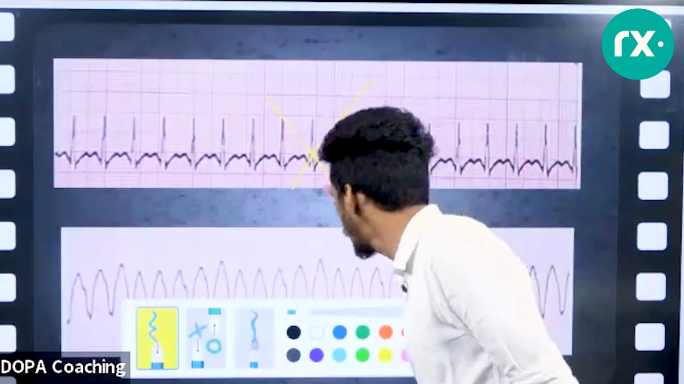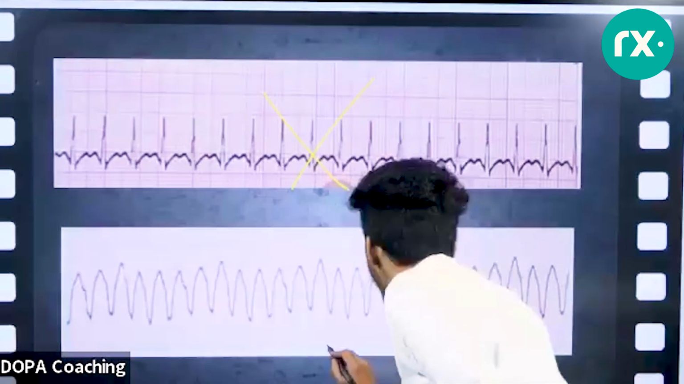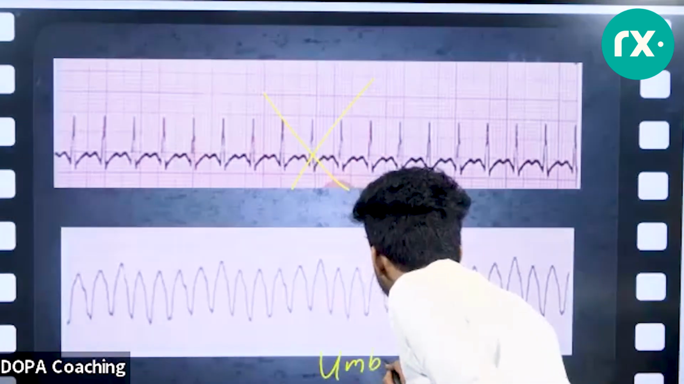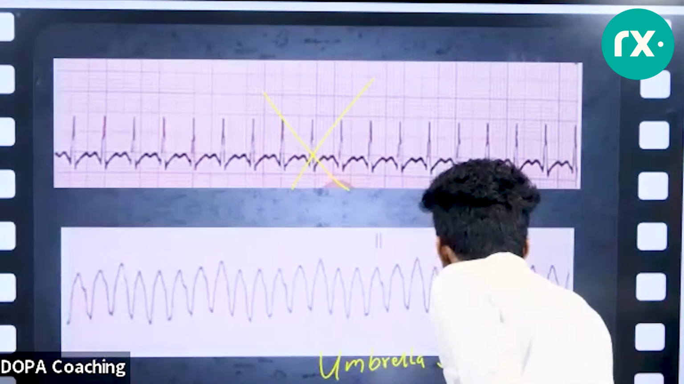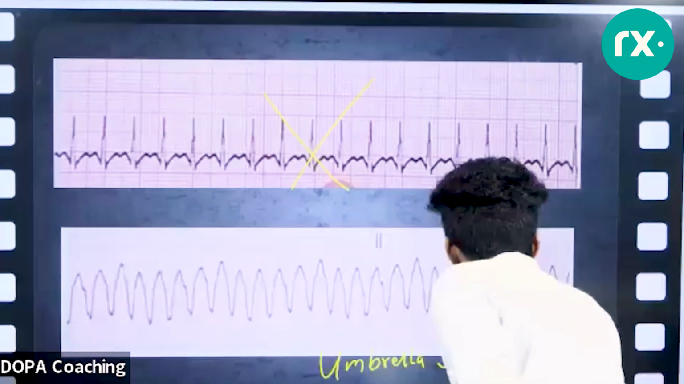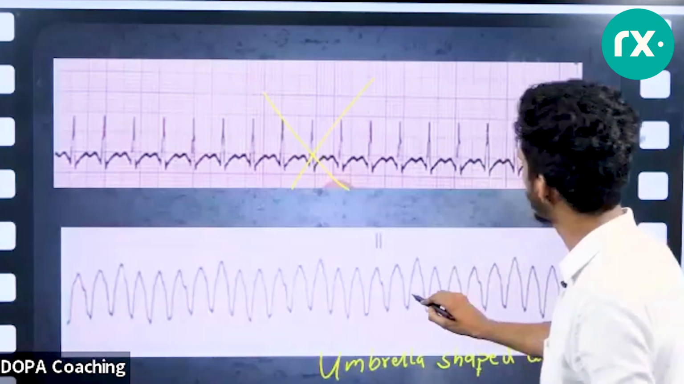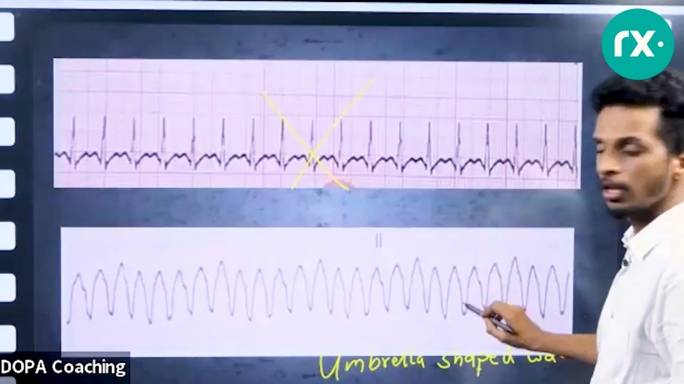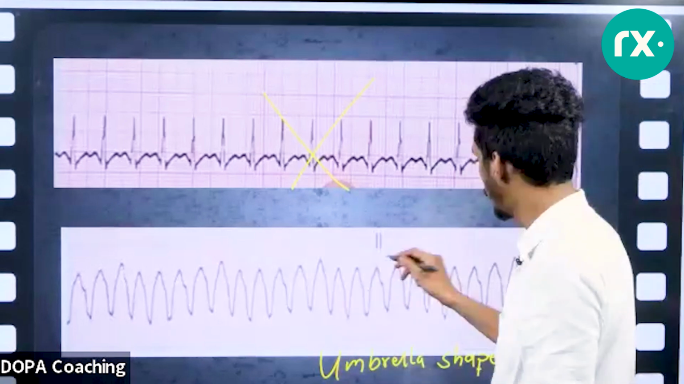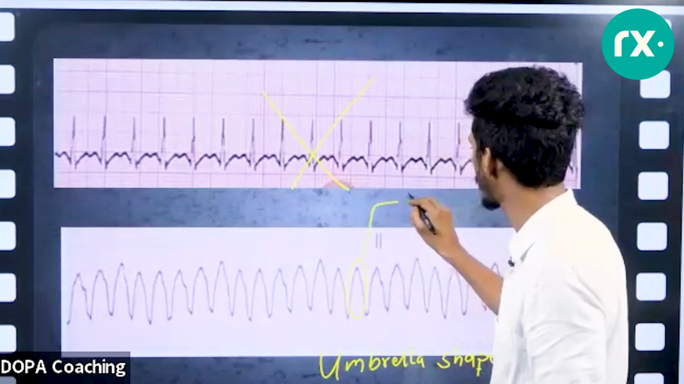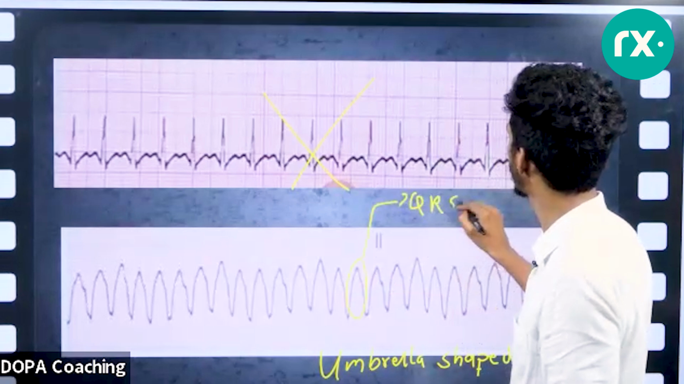In ventricular tachycardia, what you see is umbrella-shaped waves. These are just like umbrellas. So what are these umbrellas actually? Each of these is a QRS complex.